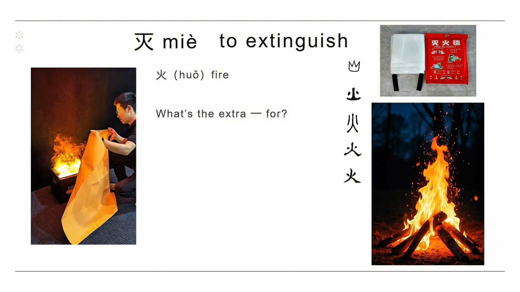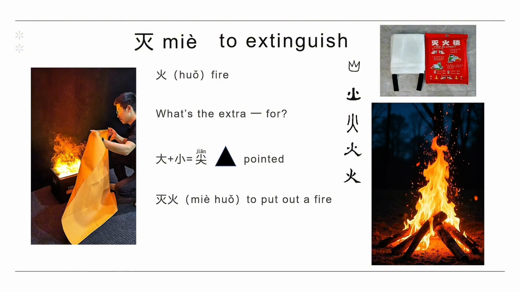It's a very visual character. Another example of this type of thinking is 尖, made from 大, meaning big, and 小, meaning small, stacked on top of each other. If you were to imagine it visually, it looks just like a triangle. So it means pointed. 灭火, to put out a fire, to extinguish a fire.